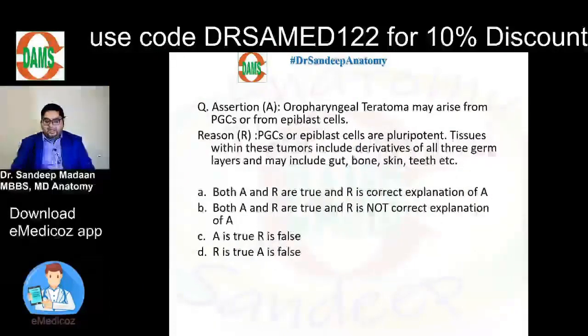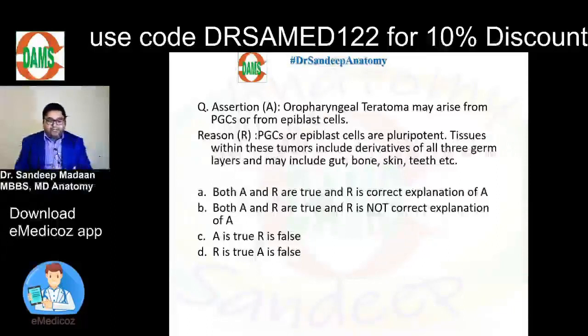Oropharyngeal teratoma may arise from PGCs or from epiblast cells. This is the assertion. Reason: PGCs or epiblast cells are pluripotent. Tissues within these tumors include derivatives of all three germ layers and may include gut, bone, skin, teeth, etc. Whenever you get an assertion and reason type question, consider both assertion and reason as separate statements. They may or may not be related. They may be true, they may be false, or one may be true and one false, or it may also happen that both are true statements, but the reason is not the correct explanation. So this is what we should keep in mind while solving such questions.